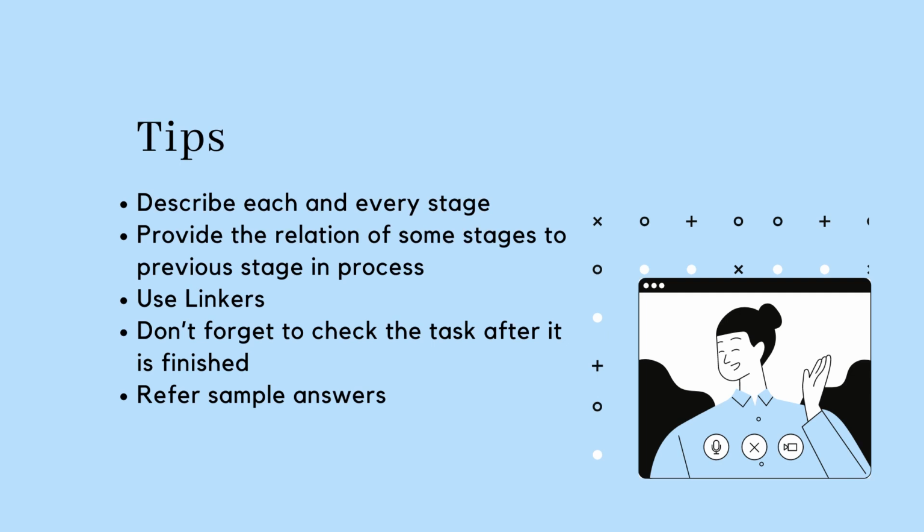Next, use the linkers. As I mentioned before, process is the type in which you can use as many linkers as you want to connect the sentences with each other. Next, don't forget to check the task after it is finished. And lastly, refer to sample answers. Because by referring to the sample answers, you can get to know the different ways of providing the relation of some stages to the previous stage. You can get several ideas of using the linkers and so on.